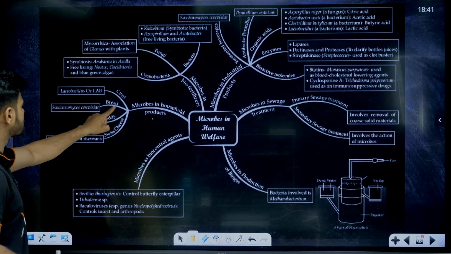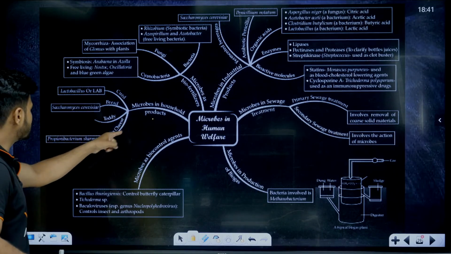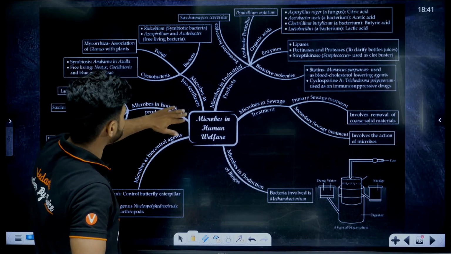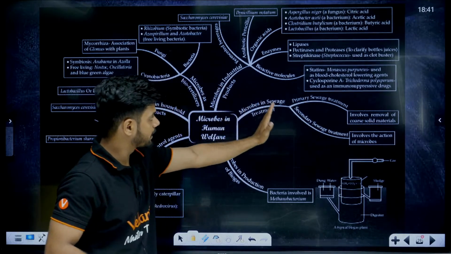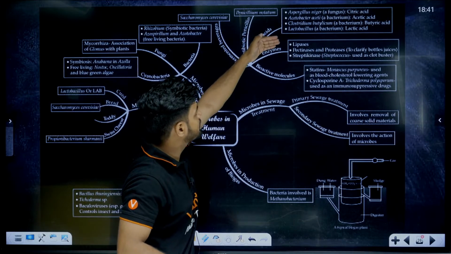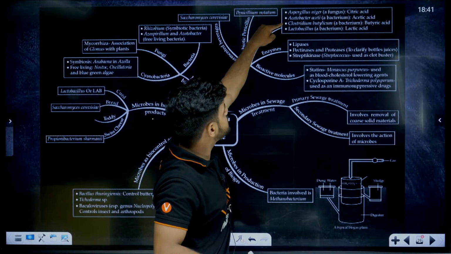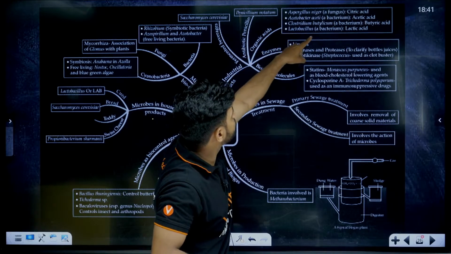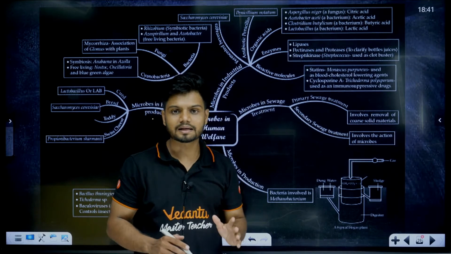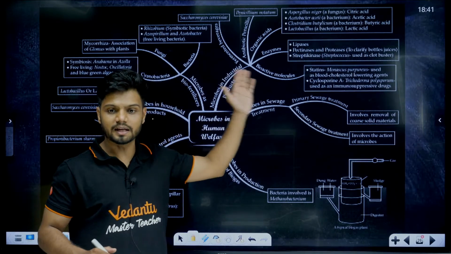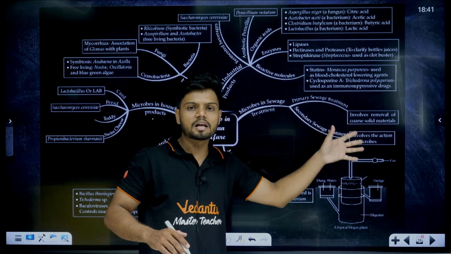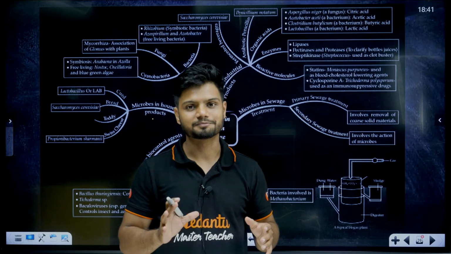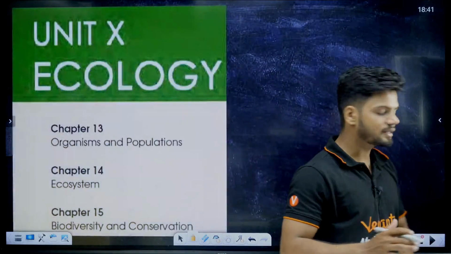Curd, Lactobacillus. Bread, Saccharomyces cerevisiae. Then Swiss cheese, Propionibacterium shermanii. Then we come to sewage treatment, and it's going to be a separate category itself. Enzymes we have lipase. Organic acid we have Aspergillus niger, citric acid. Acetobacter aceti. Clostridium butylicum, Lactobacillus, lactic acid. So this particular table or flow chart will help you map out every single microbe example. I'll be giving it to you, don't worry, the entire thing.